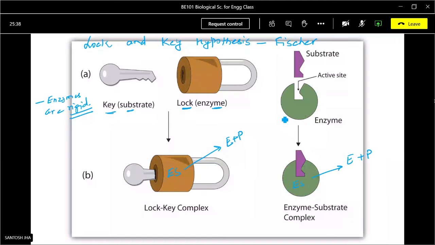But according to this lock and key hypothesis, the enzymes are rigid molecules and they have a permanent binding site for the substrate molecules. Means there is no conformational change during the interaction with the substrate molecule. It was the lock and key hypothesis.